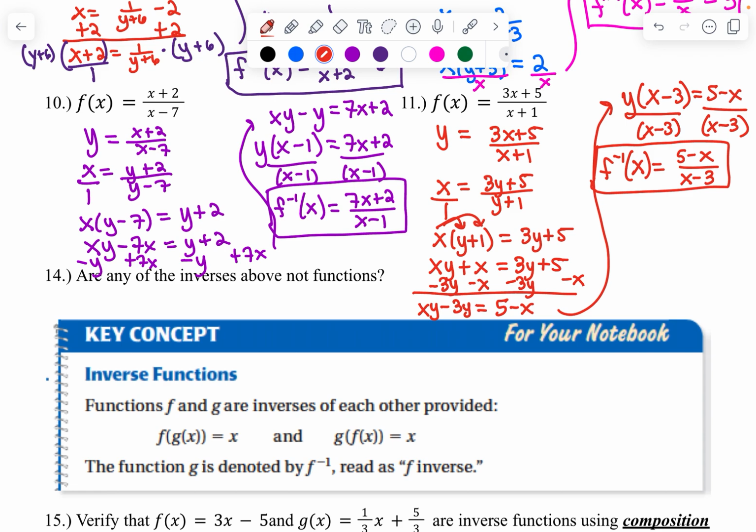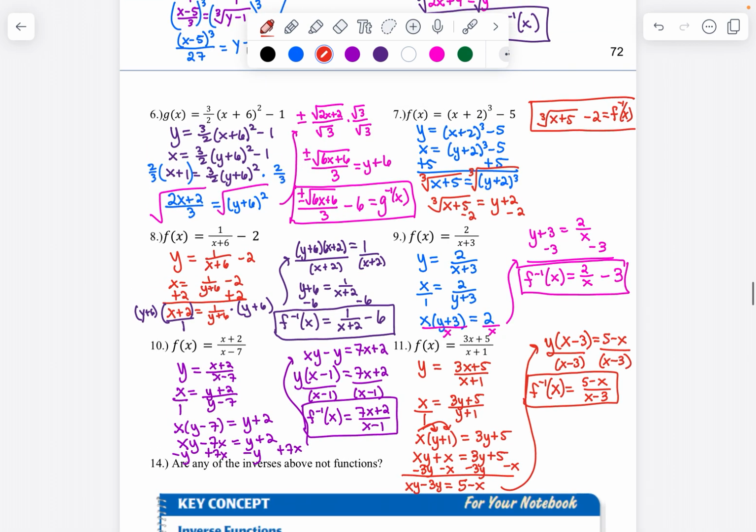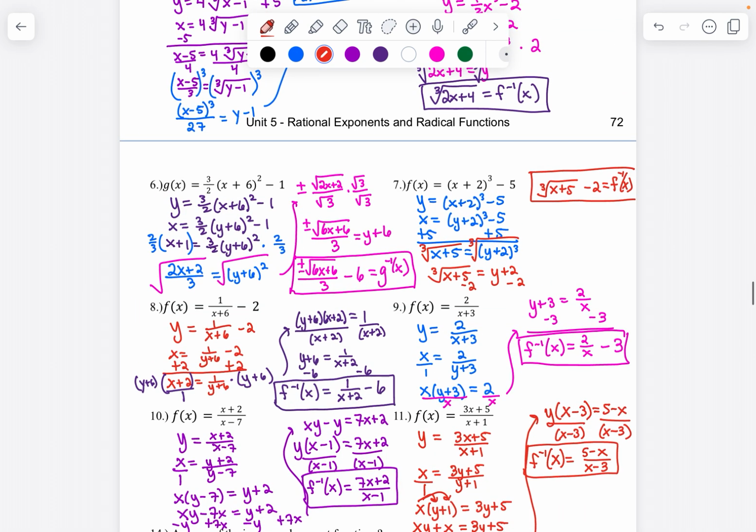So number 14 says, are any of the inverses above not functions? And remember, the issue with it being not functions stems from those even functions. So if we go back here to number 6, this is quadratic. This would be a parabola. And so remember, if we would reflect that over, because of this plus or minus, we've got this sleeping parabola on its side. It's going to fail that vertical line test. So number 6 is not a function.